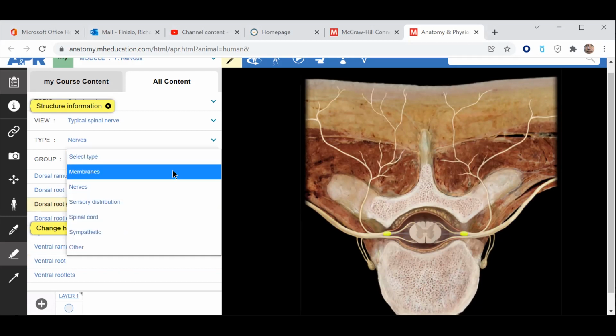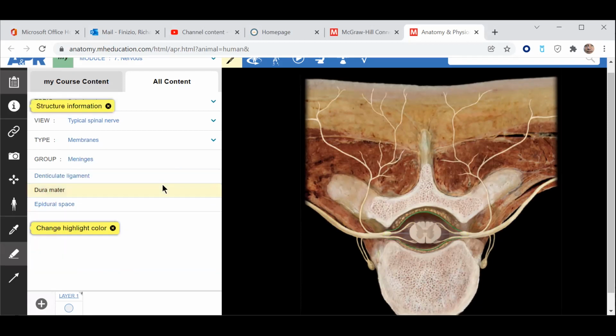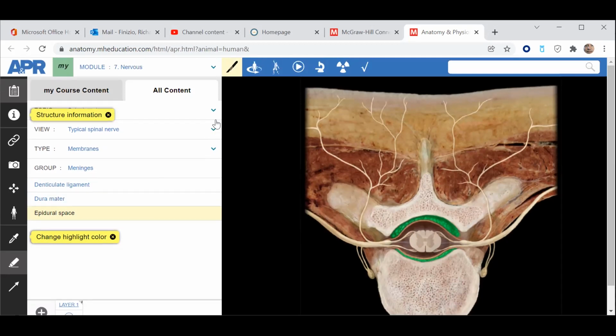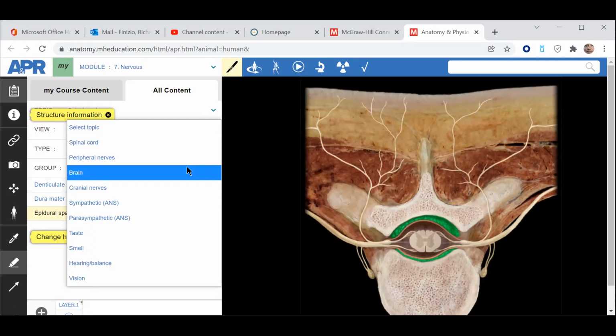That's it. Membranes are like the pia mater and dura mater. So that would be dura mater there in green. And then the epidural space. That's the only thing that's showing there. And let's look at something else. Spinal cord. Let's go to the big stuff, the brain.